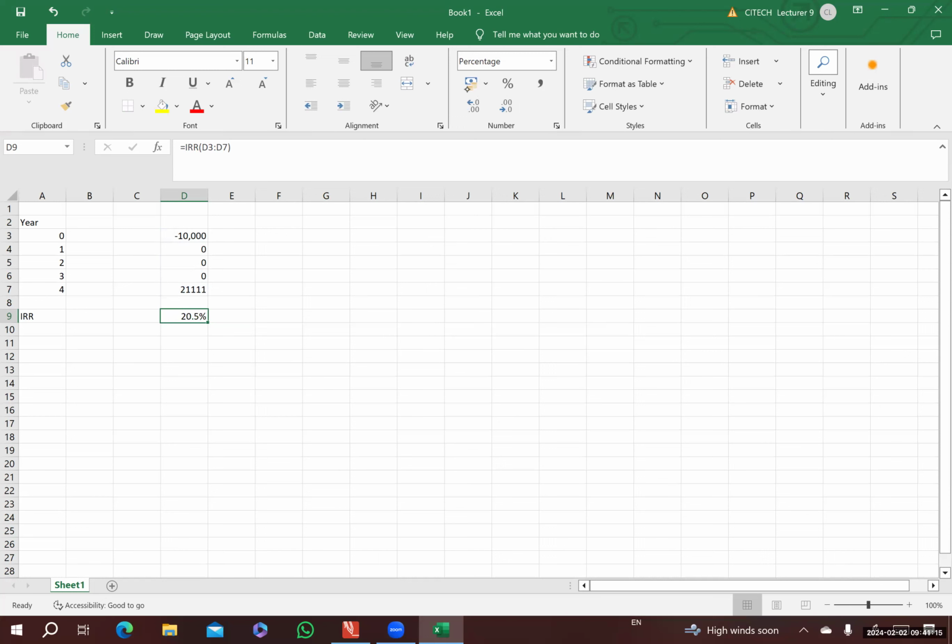You cannot skip the year, because if you skip the year, the discount factor changes. The discount factor follows 0, 1, 2, 3, 4, like that. So if there's no cash flow, you must put in 0. That is the thing to take note of when you do IRR. You cannot skip the year. So no value, just put 0. So it's 20.5%.